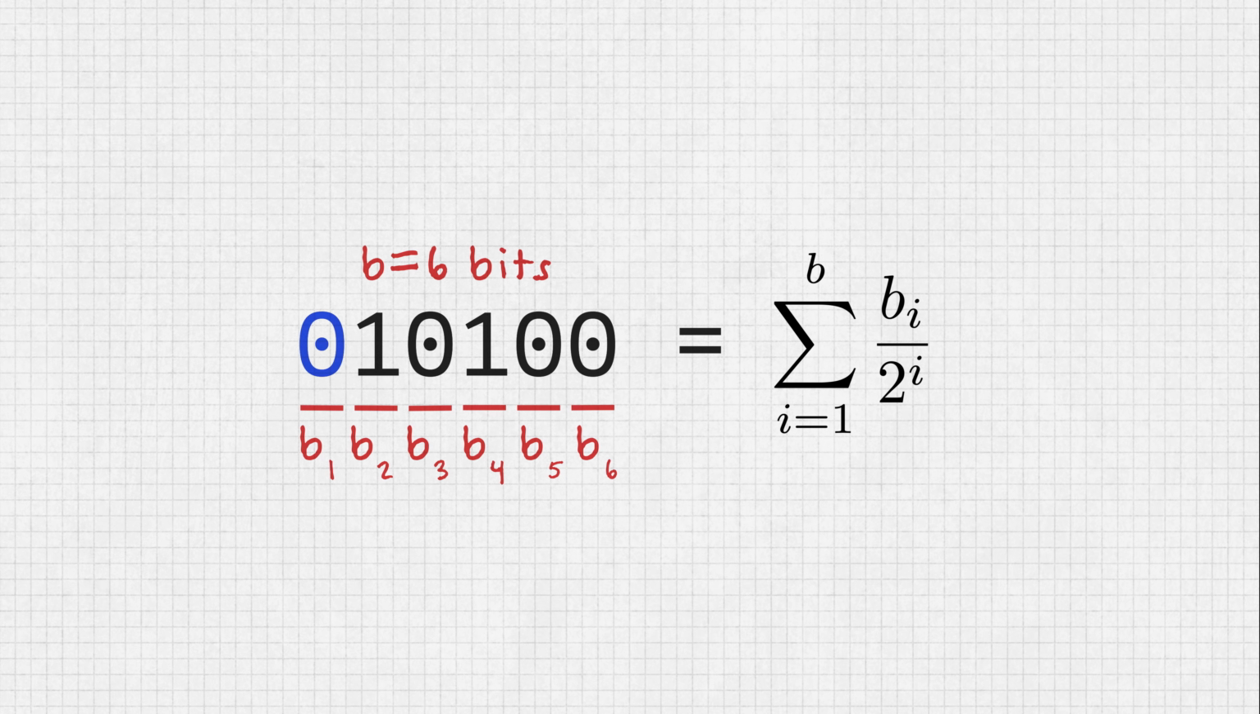The first bit has a weight of 1/2. If the bit is a 1, we add 1/2. If the bit is a 0, we add nothing. The second bit has a weight of 1/4. The third bit has a weight of 1/8, and so on all the way to the last bit.